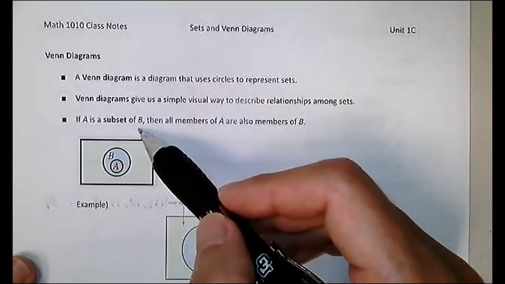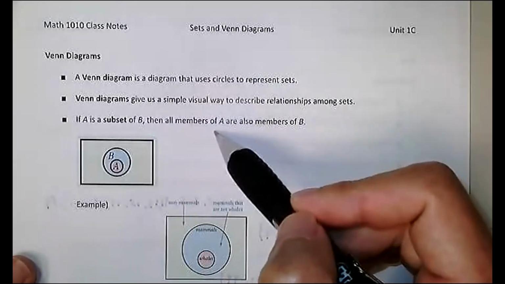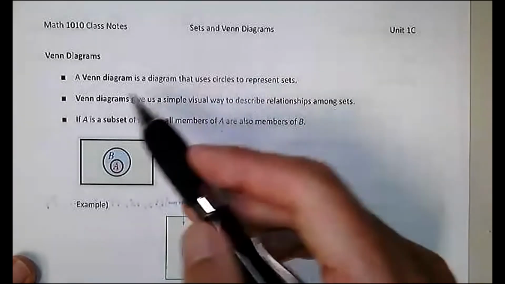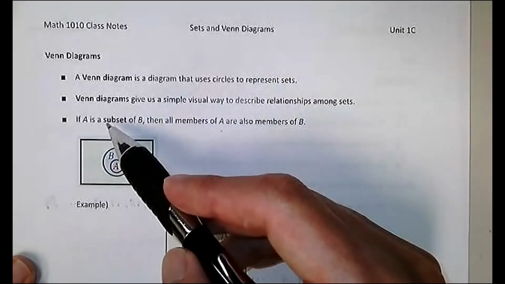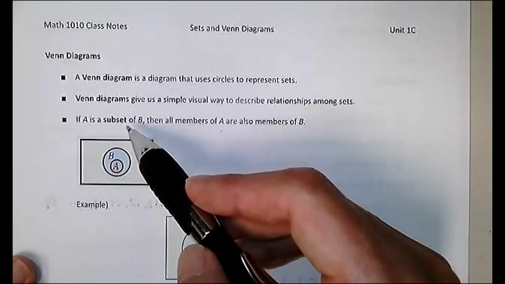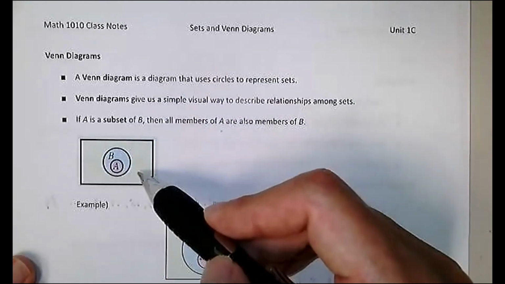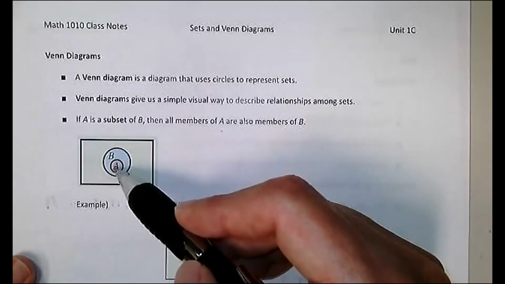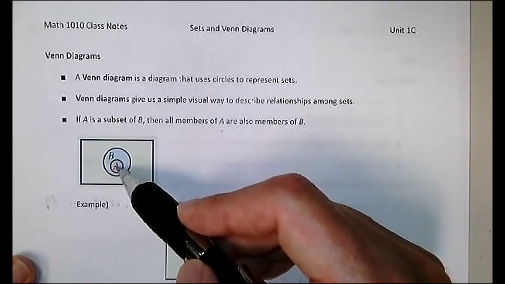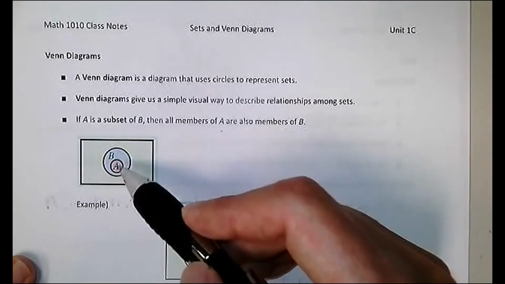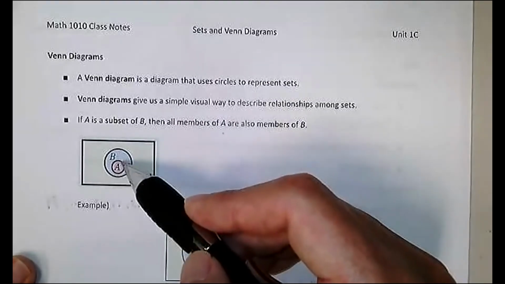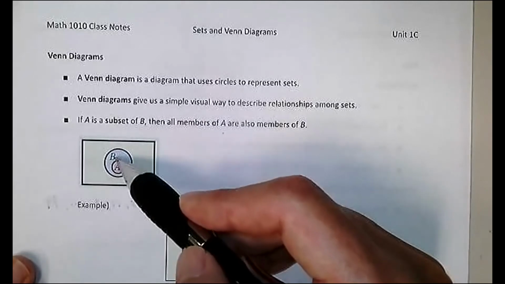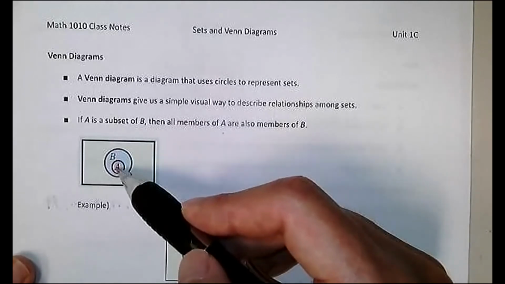If A is a subset of B, then all members of A are also members of B. So right now you may not know what a subset is, so let's turn to this graph. It means if A is a subset of B, then any elements of A are also elements of B. That is just the definition of a so-called subset. A is also a part of B, but B may not be a part of A.